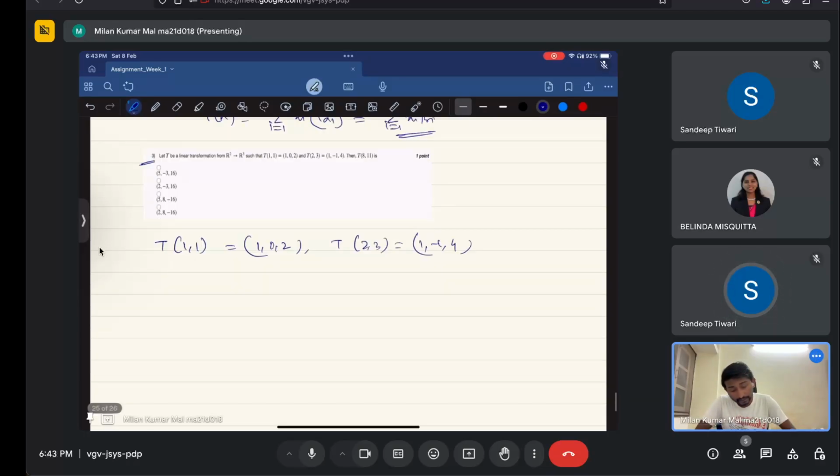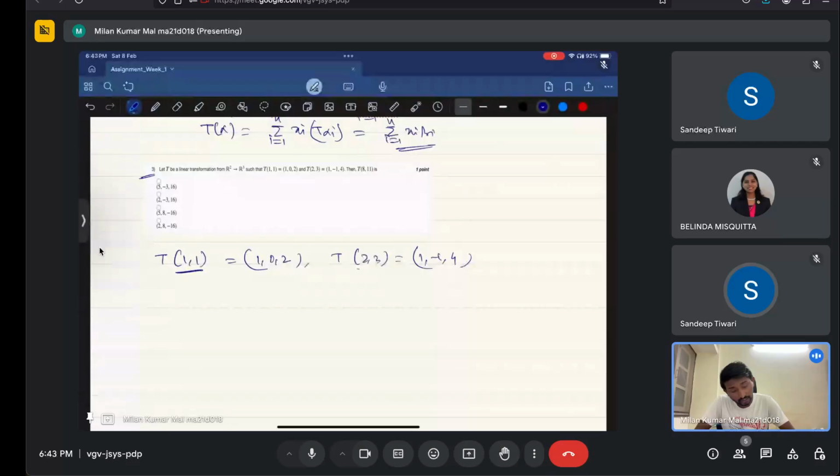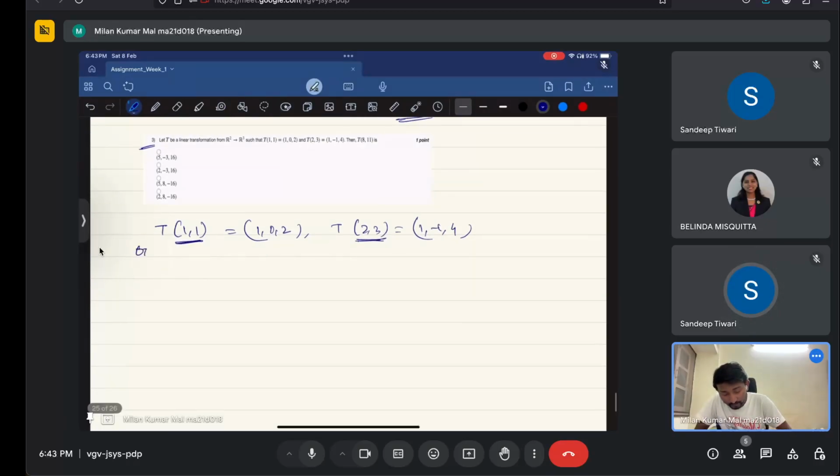Similarly here, alpha 1 can be taken as (1,1) and alpha 2 can be taken as (2,3). One can consider alpha 1 equals (1,1) and alpha 2 equals (2,3) in the above discussion.